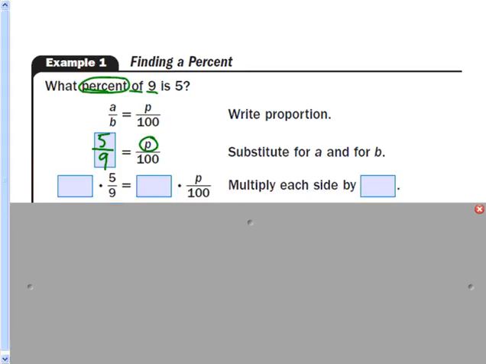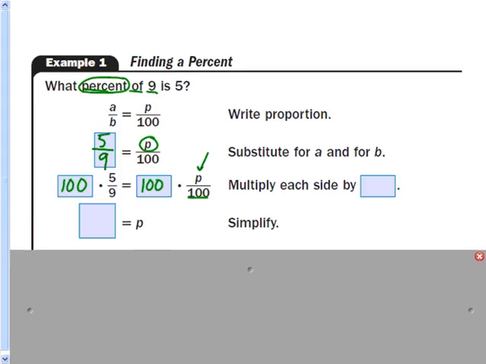Now they're taking that proportion and they're thinking, how can I solve for p? Since p is being divided by 100, I'm going to multiply each side by 100 to isolate p and solve the equation. So over on this side, 100 over 1 times p over 100. These 100s are going to cancel each other out, leaving p isolated. Over here, 100 over 1 times 5 over 9. Again, looking at the numerators, the top numbers don't have any common factors with any of the bottom numbers. So I'm going to have to multiply across.